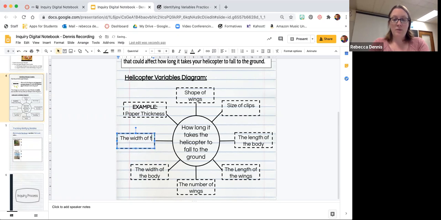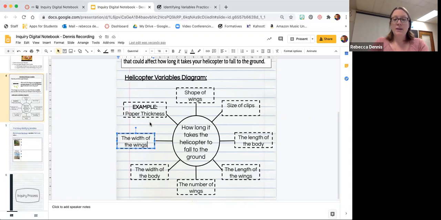So the width of the wings. And there are a lot of other ones, whether there's wind or not. The pitch of the wings was something that came up. So if we have our wings like this versus flat versus a 90-degree angle, could that make a difference? And I'm sure there are many others that we might put in there.